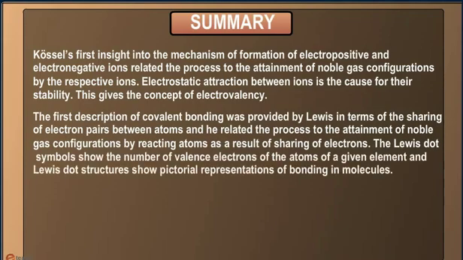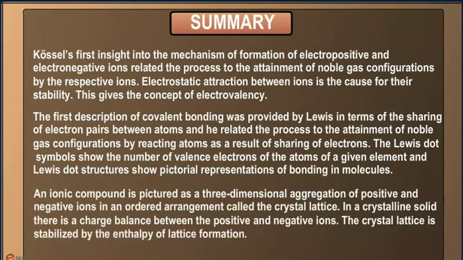The first description of covalent bonding was provided by Lewis in terms of the sharing of electron pairs between atoms, and he related the process to the attainment of noble gas configurations by reacting atoms as a result of sharing of electrons. The Lewis dot symbols show the number of valence electrons of the atom of a given element, and Lewis dot structures show pictorial representations of bonding in molecules.